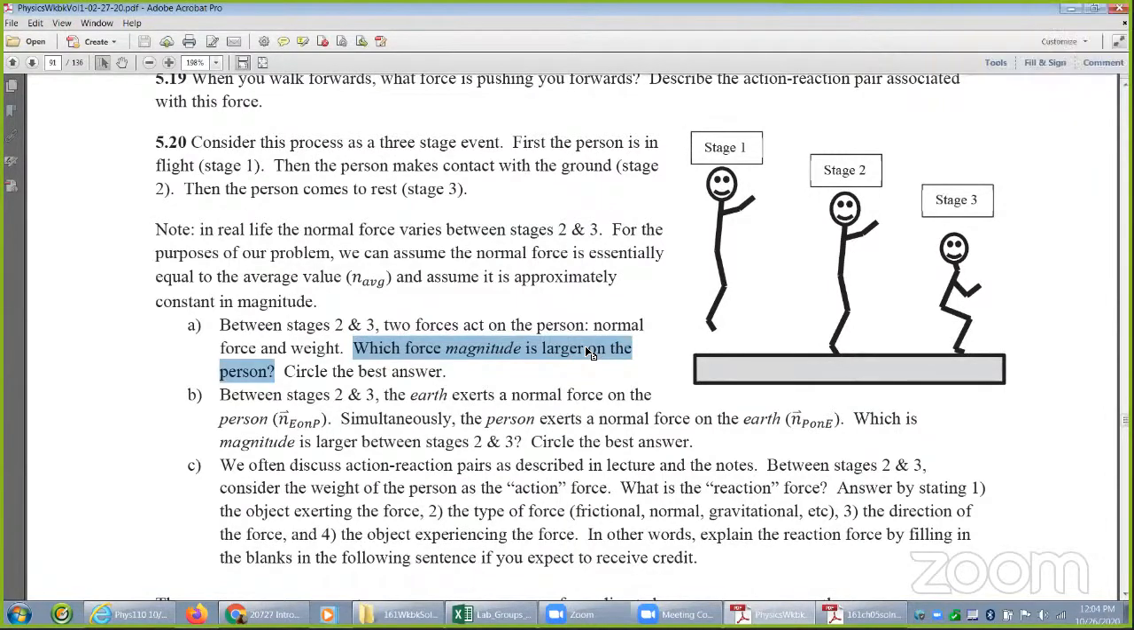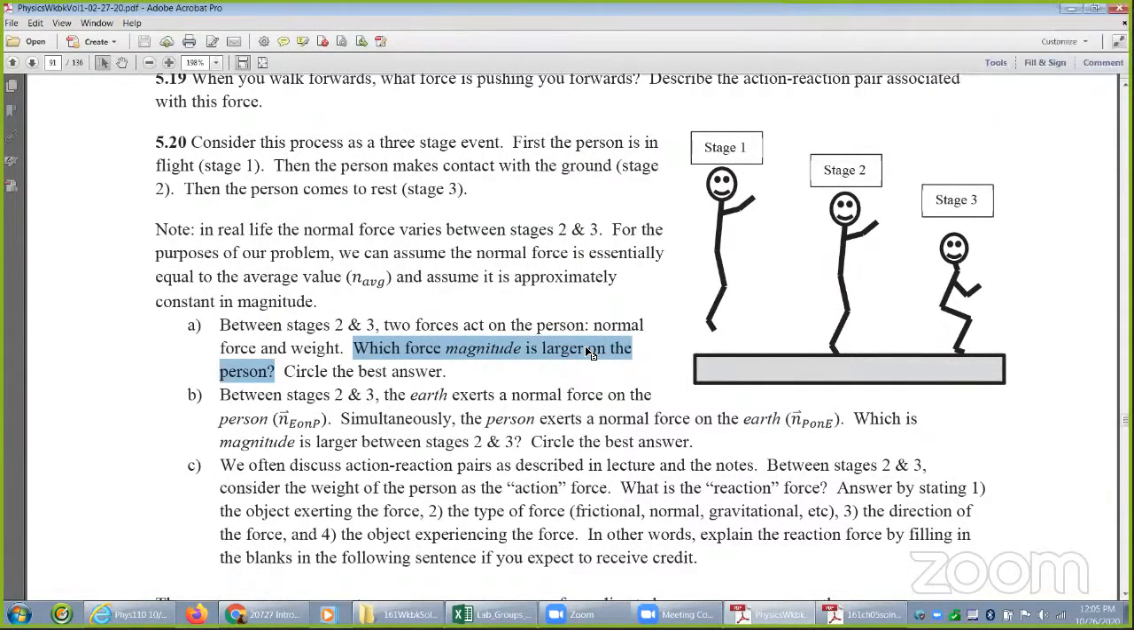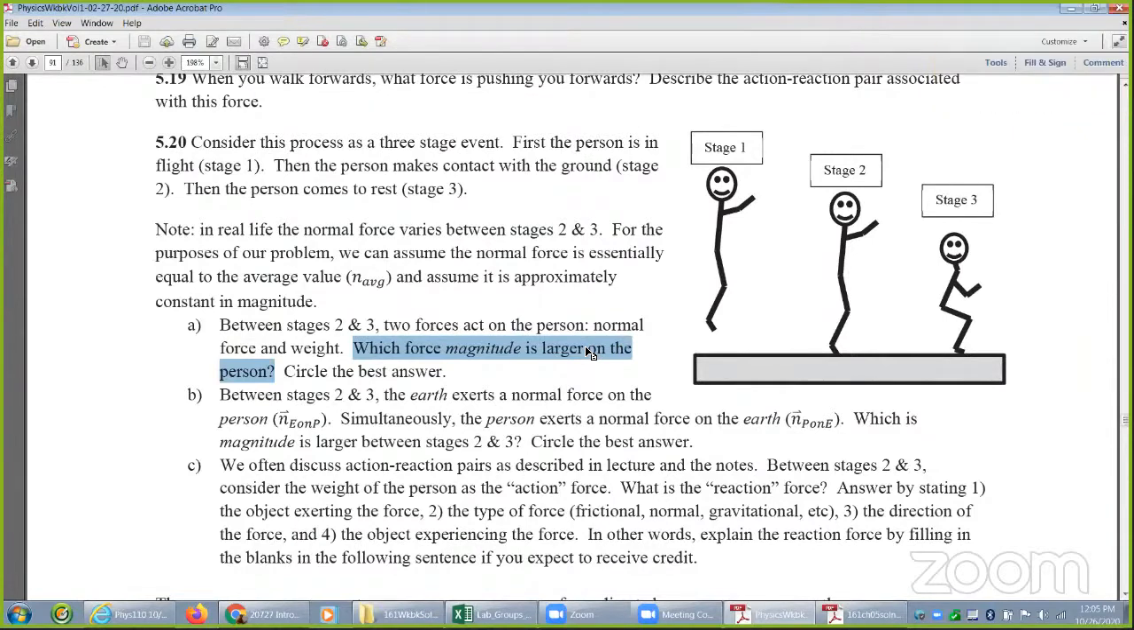Is it because it's talking about two different forces on a single object, which can't be action reaction? Right. If we're talking about forces on a person, that's two different forces acting on a single object. That can't be action reaction. Does that make sense? Yeah, that makes sense. So your intuition was right.